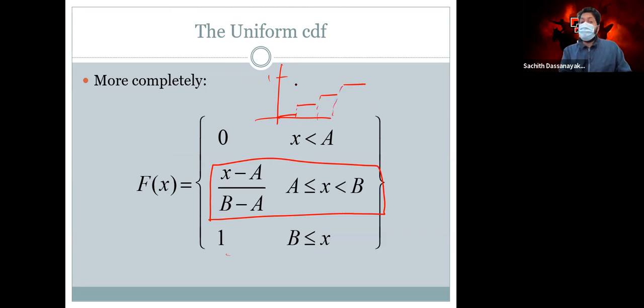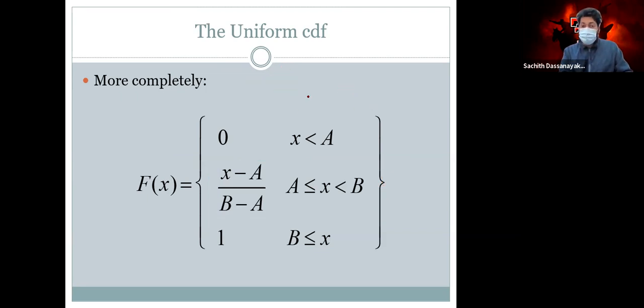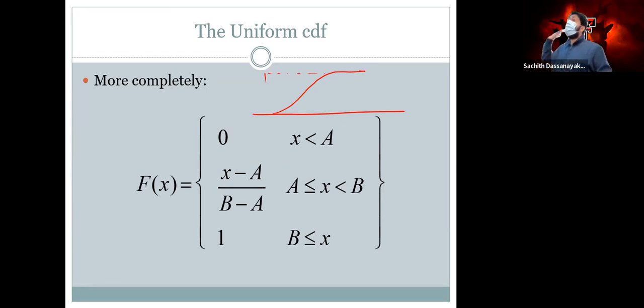Something like this. Now we don't have this. Instead of that, we have something like this. It goes up to 1. So after 1, it remains 1. Okay? Because now we have smooth curves. We have all values.